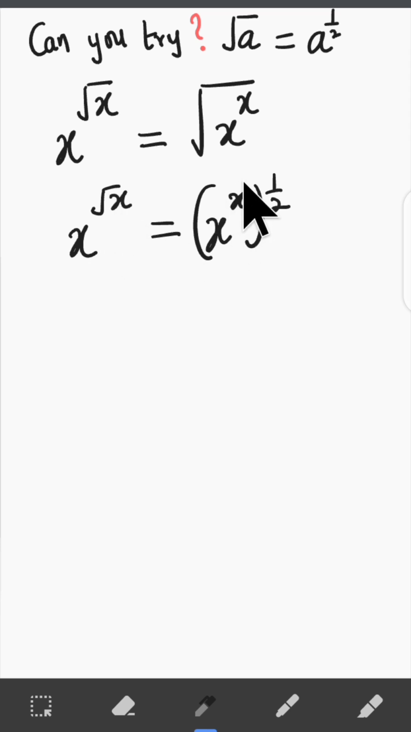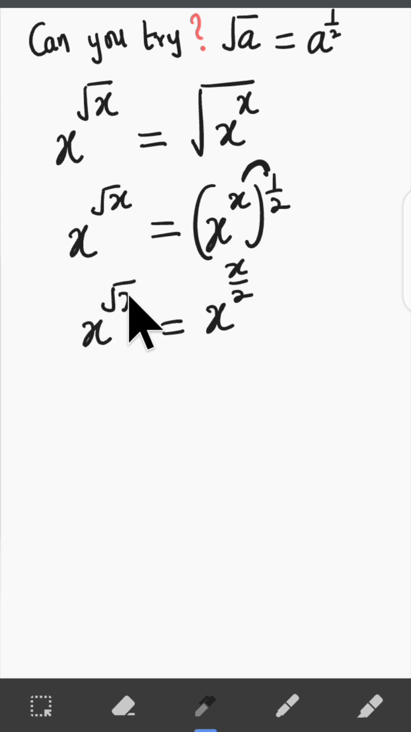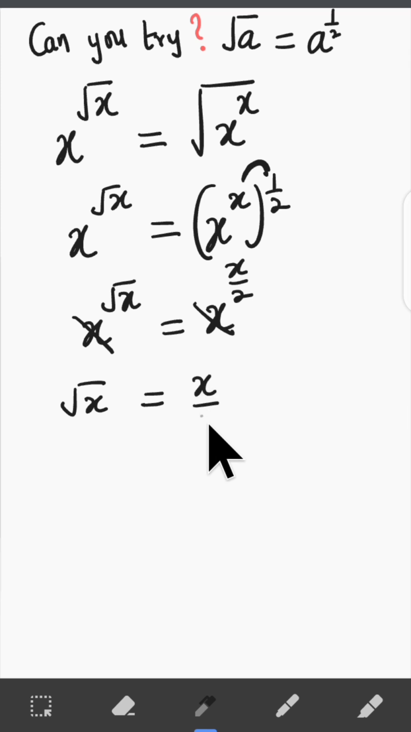Now if you look at the right hand side, this guy here is a product index, so we can go ahead and distribute x to 1 over 2, and that will give us x to the x upon 2, and right here we still have x to the square root of x. Now at this very point we have the base to be the same, so we can cancel out the base and equate the exponent. So now we have the square root of x is equal to x upon 2.